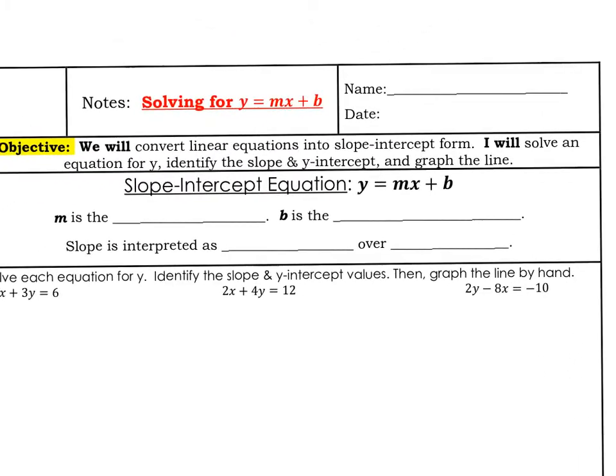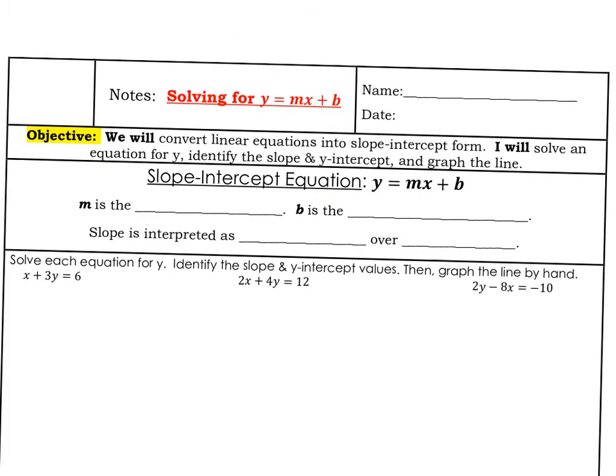Hey there, welcome to Solving for y equals mx plus b notes. This is just an overview of how you solve an equation for y and get it in your slope-intercept form, and then how you're going to graph that equation by hand, okay? So let's go over what it means to be in slope-intercept form.